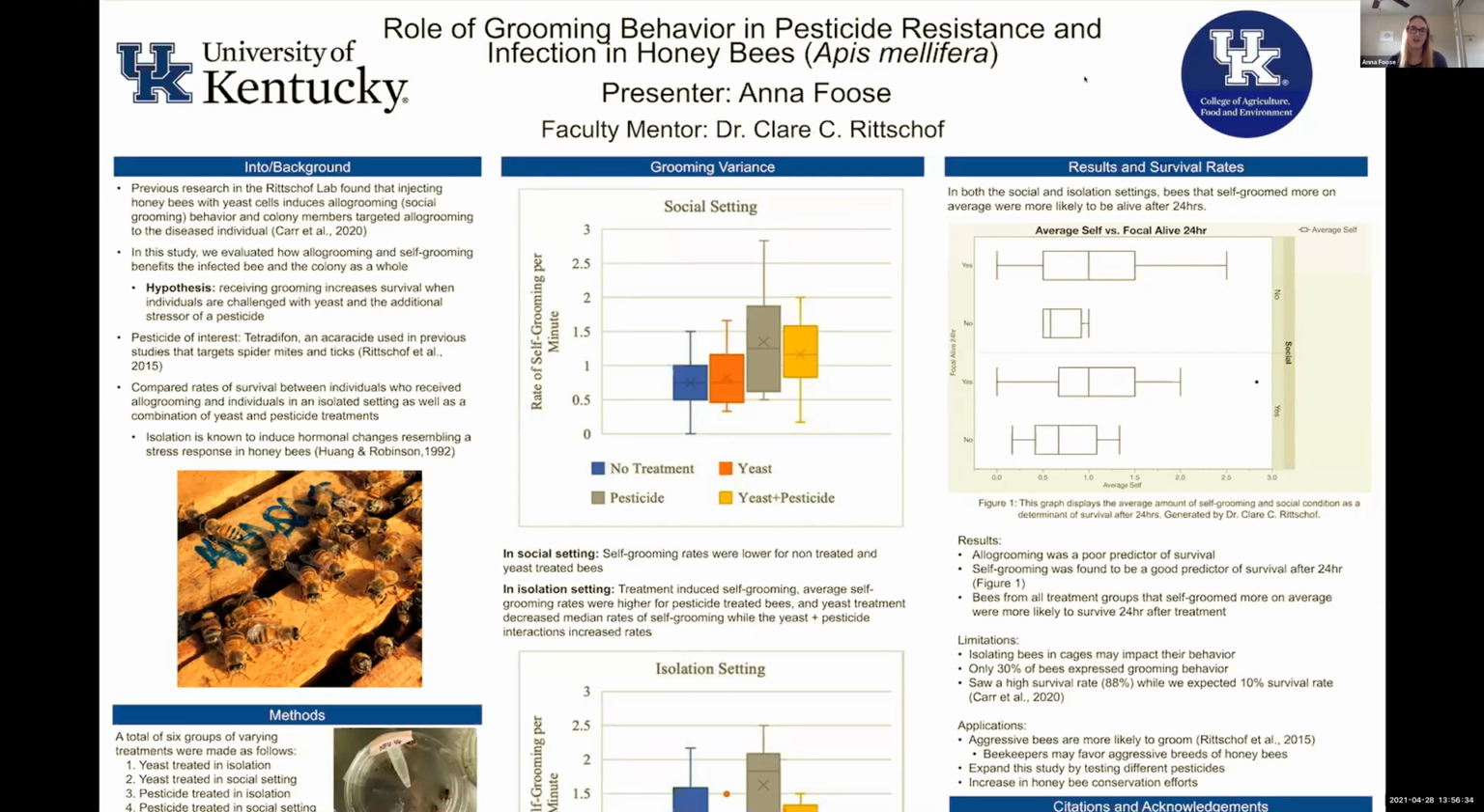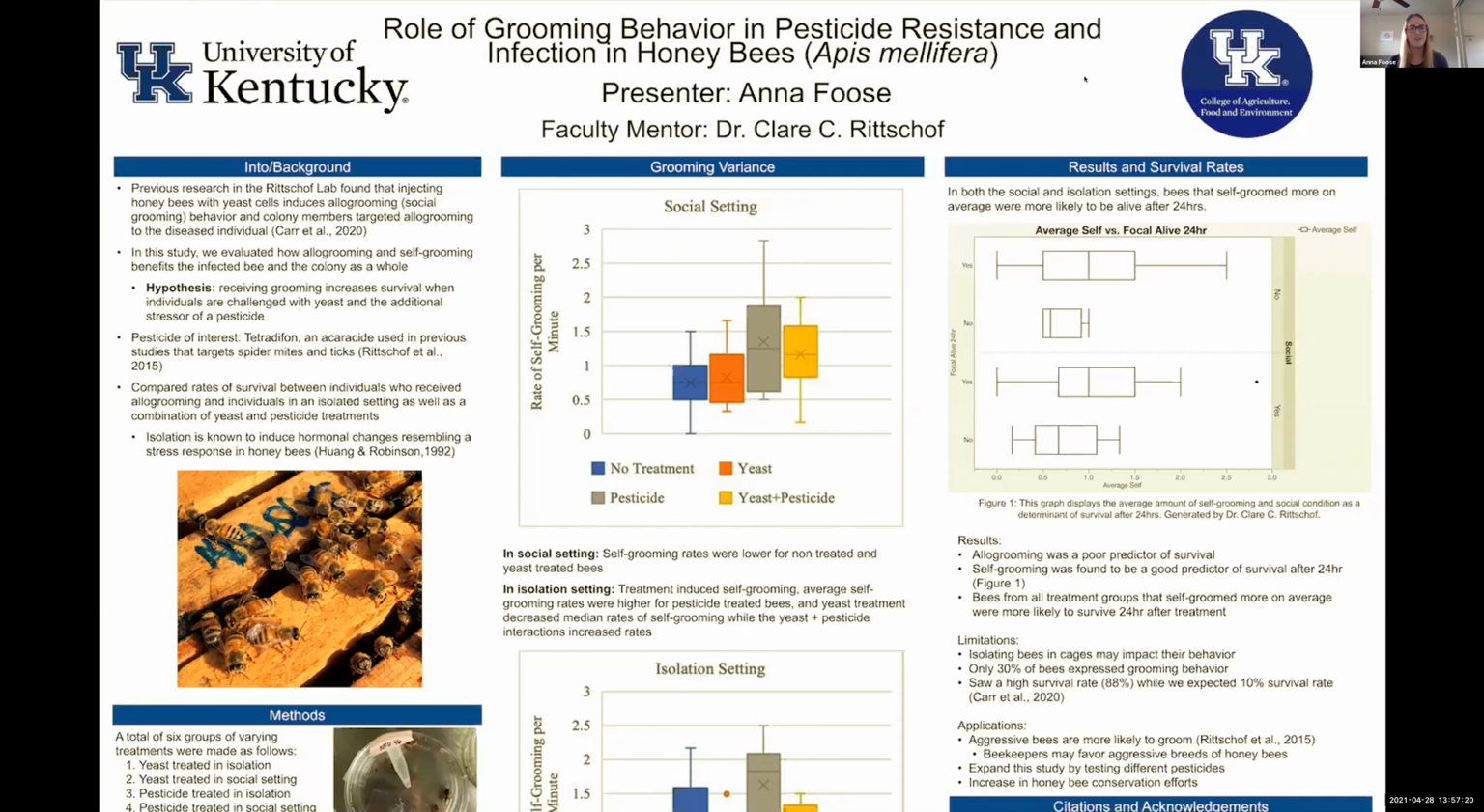Previous research in the Richoff lab found that injecting honeybees with yeast cells actually induces this allogrooming social interaction, and that colony members are able to target their allogrooming to those diseased individuals. So the ones that were injected with yeast cells were expressing some type of distress, and the other bees were able to come up and groom that individual in an attempt to clear the yeast infection, which of course doesn't make a lot of sense when a yeast infection is internal. So grooming the bee from the outside isn't really going to help clear the yeast, but somehow the bees were still able to target these grooming efforts to the sick bee.